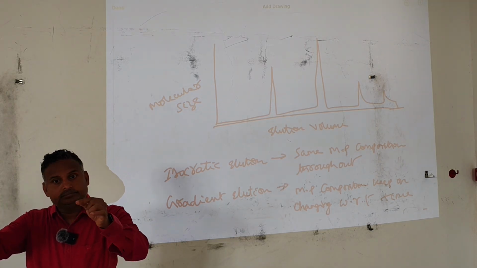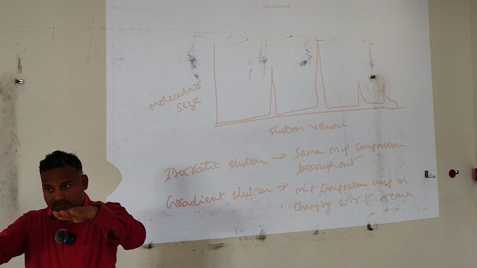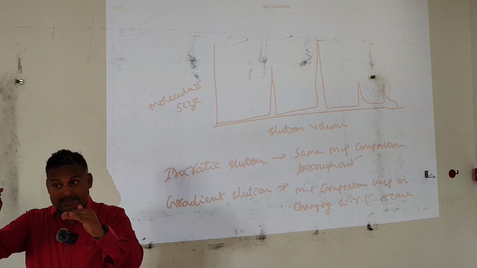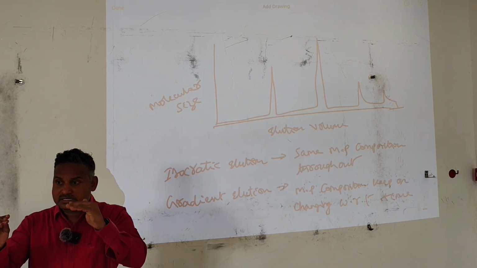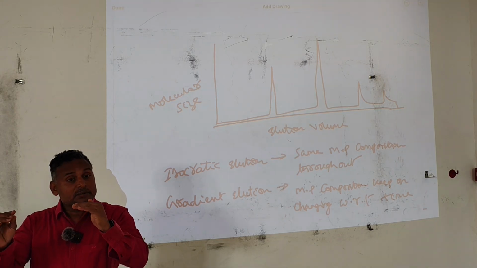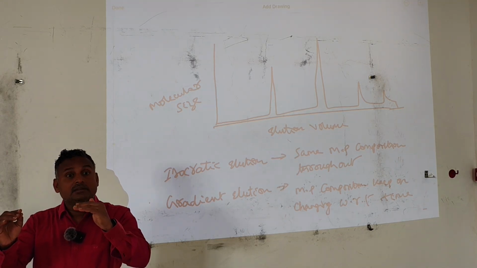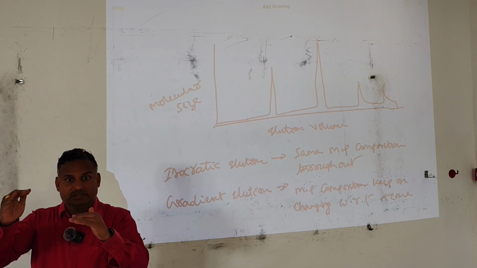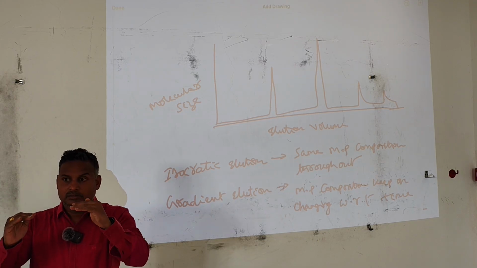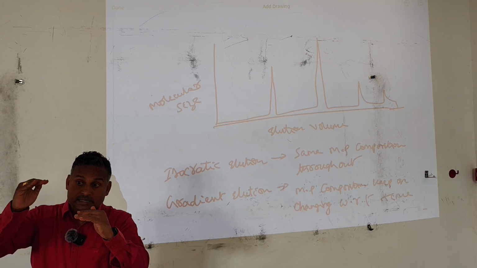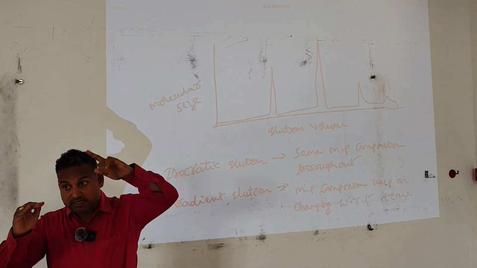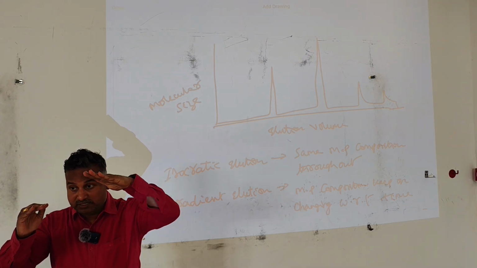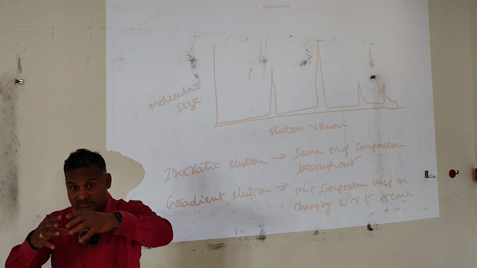Second minute, 90% water, 10% methanol. Third minute, 80-20. Fourth minute, 70-30. Fifth minute, 60-40. That means methanol is increasing, water is decreasing. Water started from 100, and now the volume of water is decreasing in the mixed solvent.